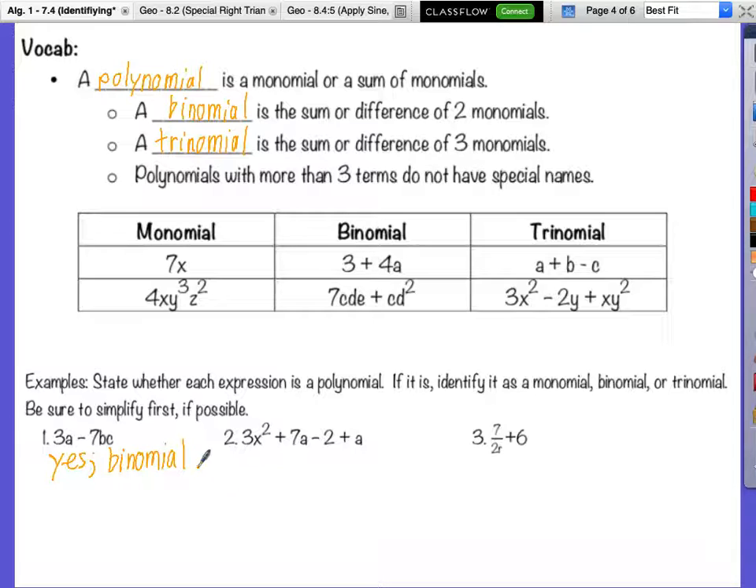Number 2, is this a polynomial? Are there any variables in the denominator? No, so yes, it is a polynomial. But can we simplify this? Yeah. What can we simplify? Add 7a and a. We have like terms. What do those become? 8a. We add them up. So we still have everything else the same, like 3x squared plus 8a minus 2. So yeah, it's a polynomial.